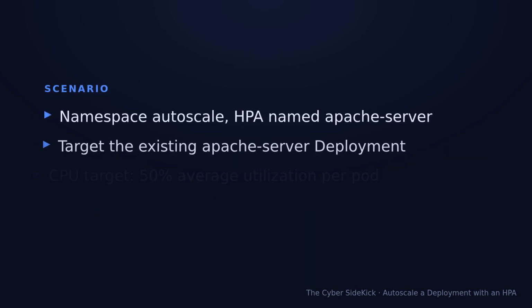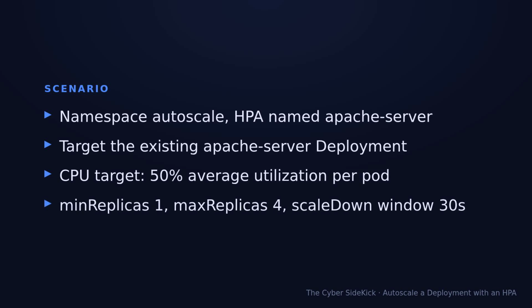Here is the task. In the Autoscale namespace, create a horizontal pod autoscaler named Apache Server that targets the existing Apache Server deployment. Set the CPU target to 50% average utilization per pod. Allow a minimum of 1 pod and a maximum of 4, and set the scale-down stabilization window to 30 seconds.